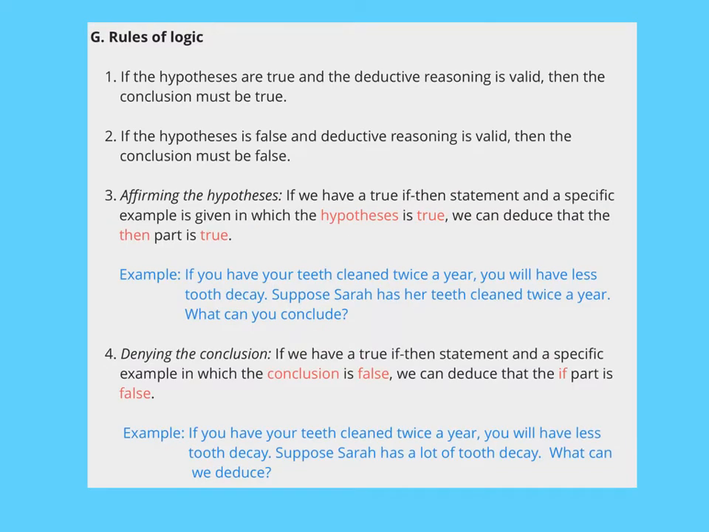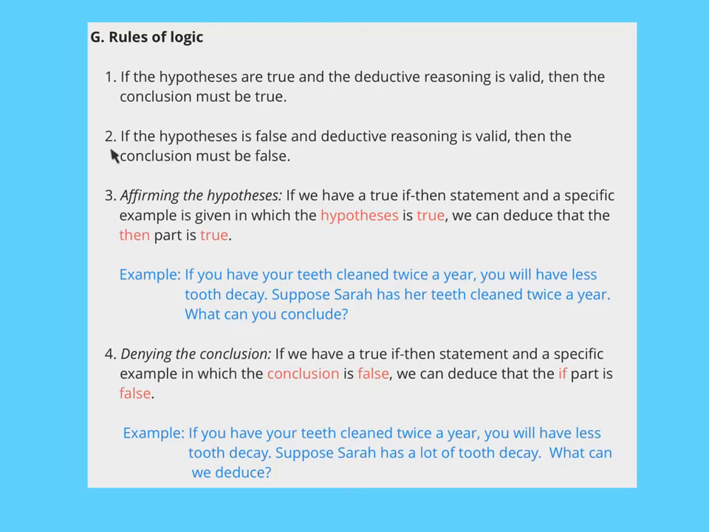In section 1.2, before we go into some practice, we're going to end with a couple rules of logic. And we have 4 important rules of logic. The first rule here is that if the hypotheses that we're given are true and the deductive reasoning that we're using is valid, then the conclusion must be true. So if we're given facts or hypotheses that are true and we follow along deductive reasoning the way we're supposed to, we'll end up with a true conclusion.